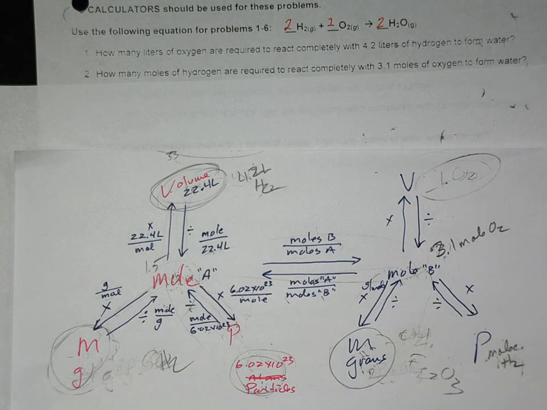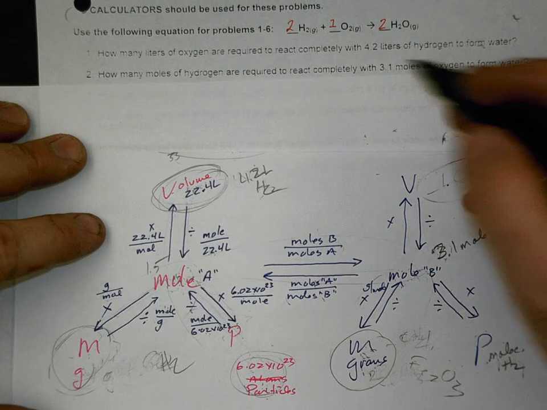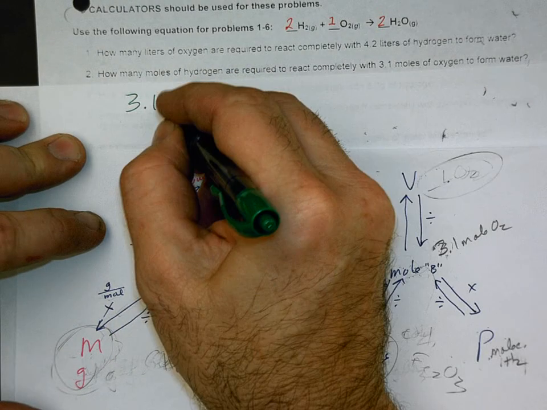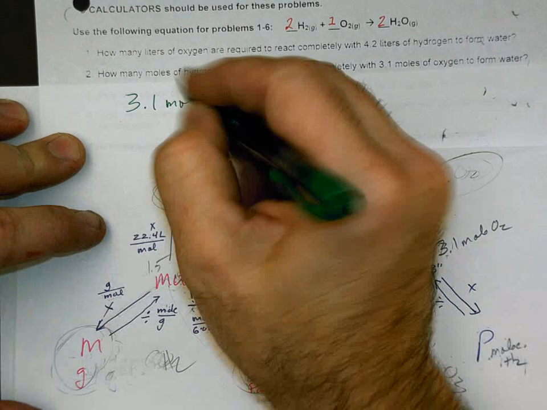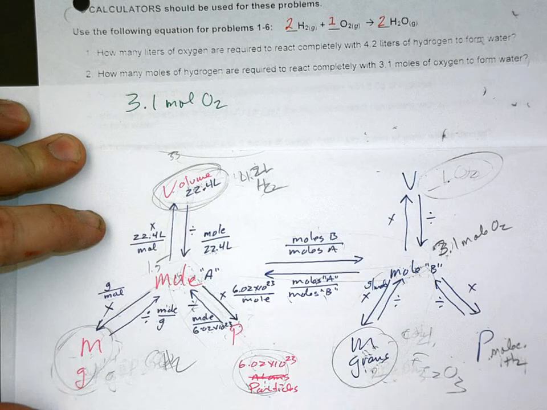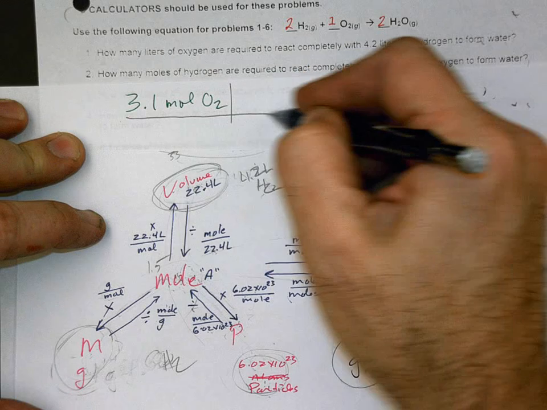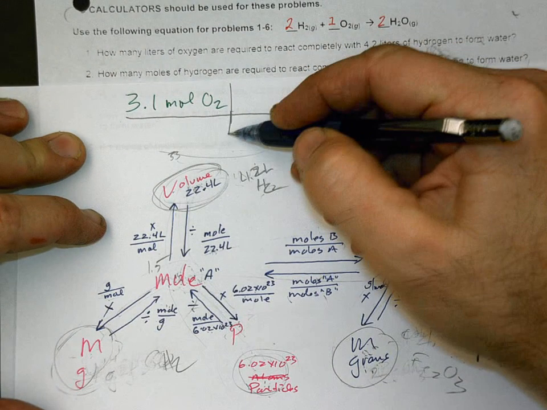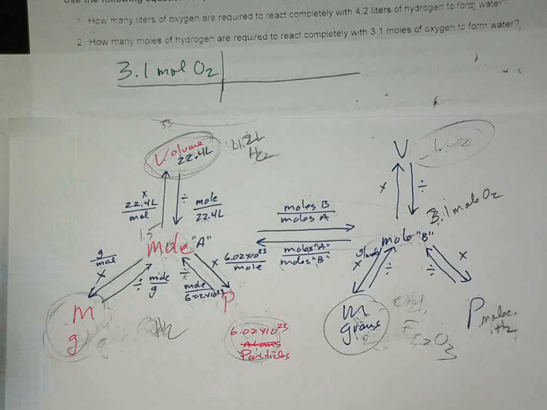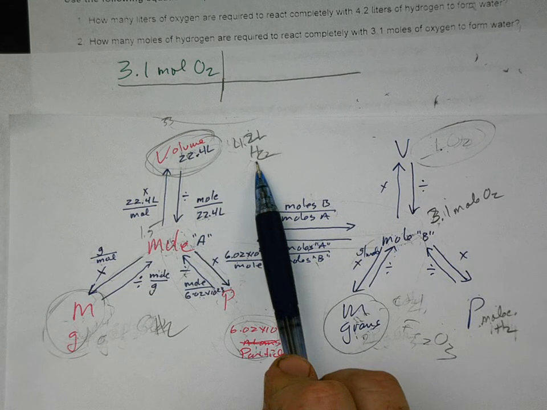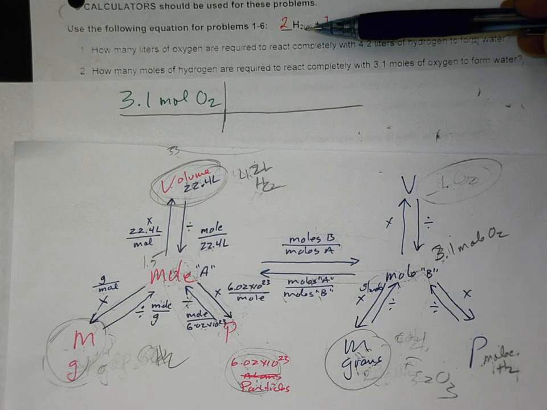What was given in the problem? 3.1 moles of oxygen, O2. I'm going to use a pencil because I'm pretty sure how to do this, but always use a pencil. Now we need to do the molar ratio. Is that correct? The mole to mole ratio. So we're coming over here to moles of H2. In our balanced equation, how many moles of H2 do we have?